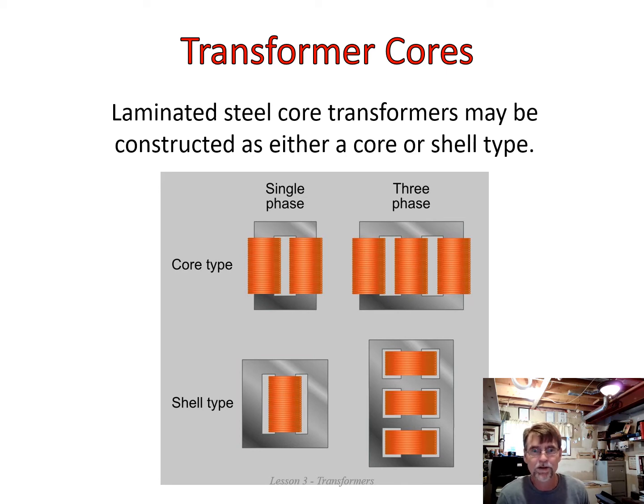Okay, and in the core type, the primary and secondary coils are wound separately around parts of the core. Okay, in the shell type, what we do is we actually wrap the primary and secondary coils around each other, around a section of the core. Okay, let's look a little closer here.